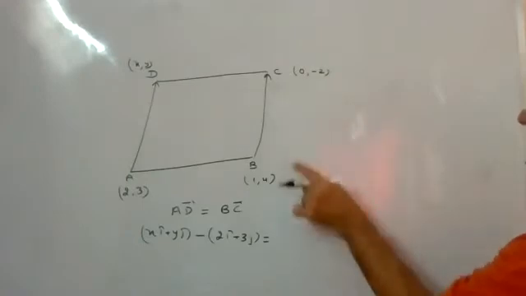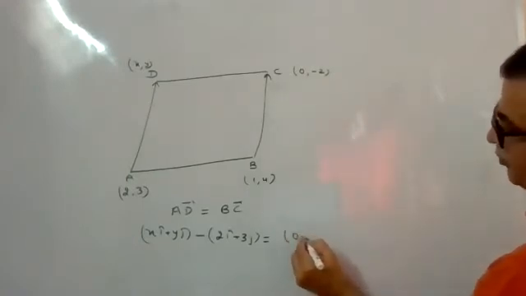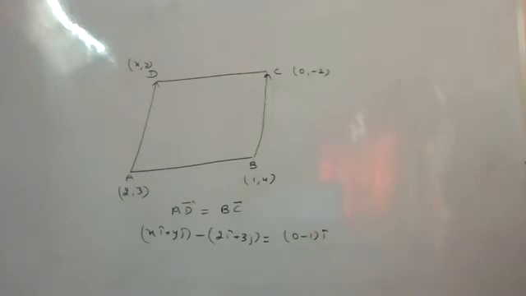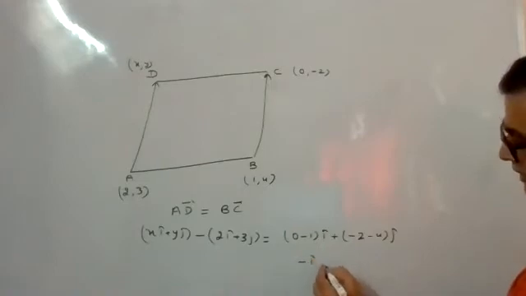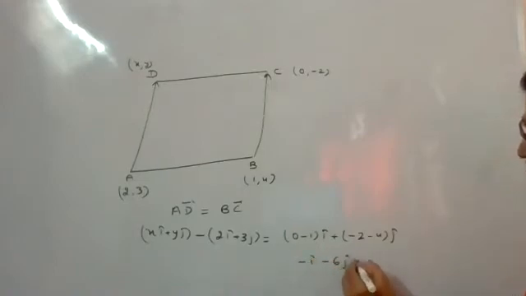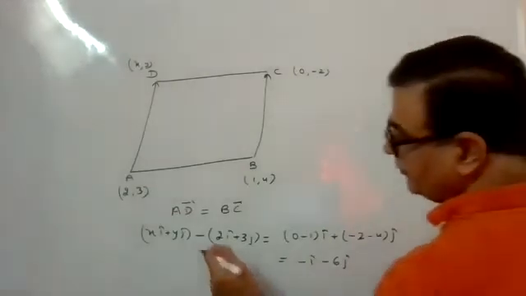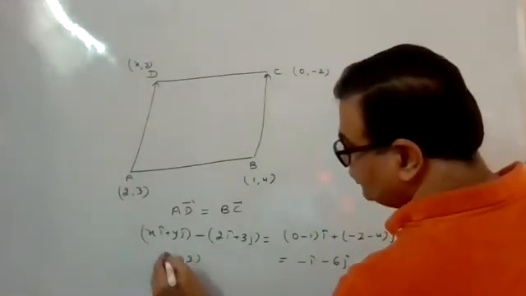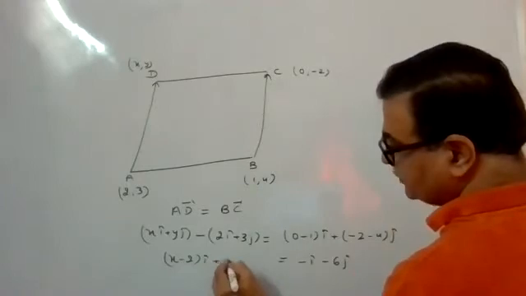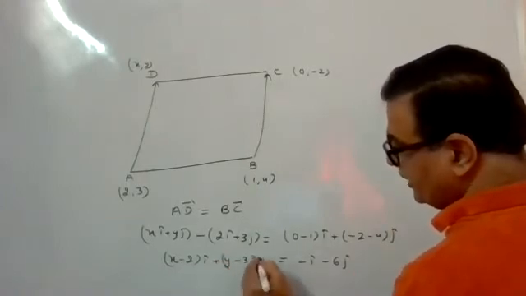BC is the position of C minus the position of B. So it will be 0 minus 1 i cap, then minus 2 minus 4 j cap. Yes or no? So this is coming here minus i minus 6j, and this side we will say it will be x minus 2 i cap plus y minus 3 j cap.